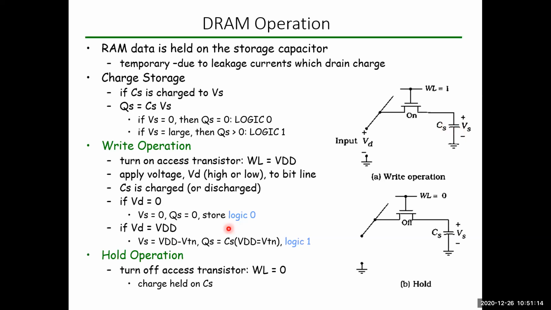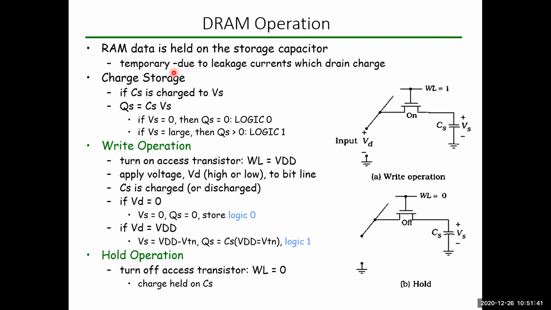In the hold operation, whenever the W is equal to 0, the path has been disconnected between the bit line and the capacitor. If there is a path disconnection, whatever the previous data stored in the capacitor will be held over here for some amount of time. Why? Because discharging again takes place between these two nodes. The potential difference will be created and the discharging takes place.